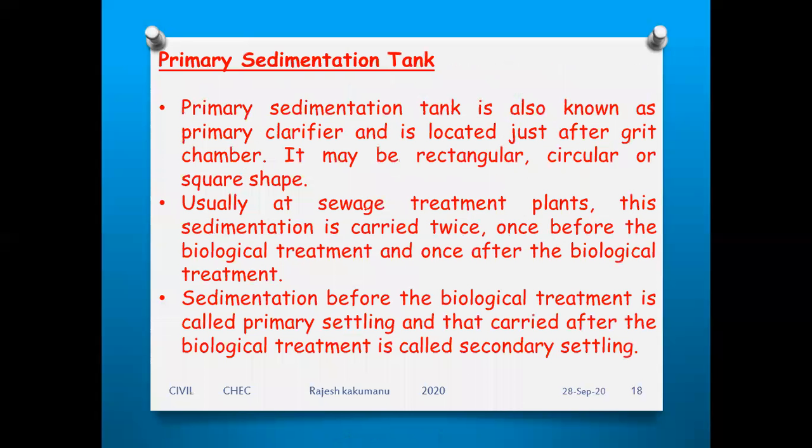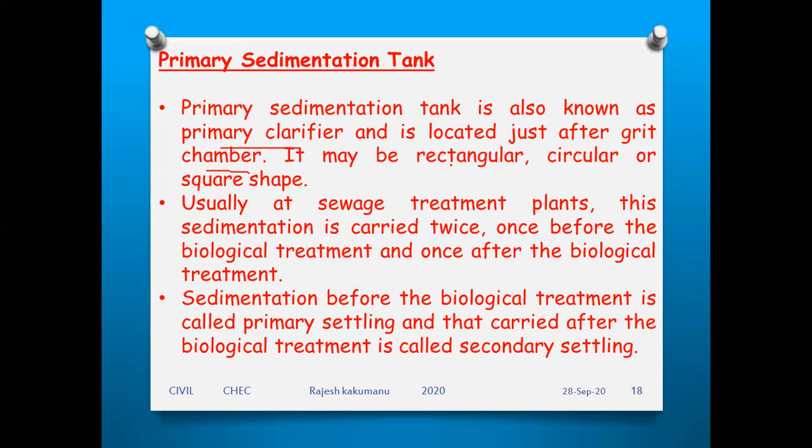Next one is the primary sedimentation tank. The primary sedimentation tank is also known as the primary clarifier and is located just after the grit chamber. Grit chamber tarvata, left kani right kani. So just after the grit chamber process, mundu grit chamber tarvata you are having a primary sedimentation tank, which is also known as primary clarifier.